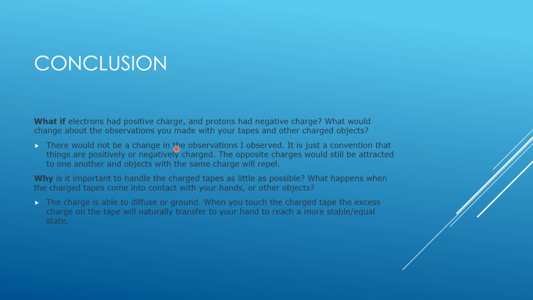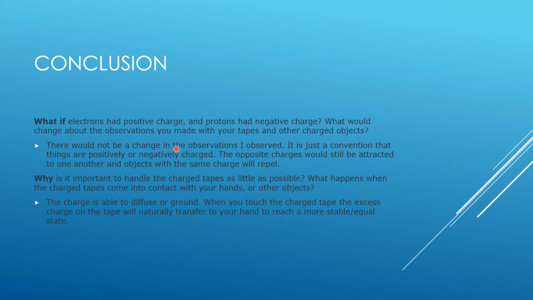In conclusion, we're tasked with answering a couple of questions. What if electrons had a positive charge and protons had a negative charge? Would it change anything about the observations we made? The answer is there would not be any changes in the observations. It's just convention that things are positively or negatively charged.